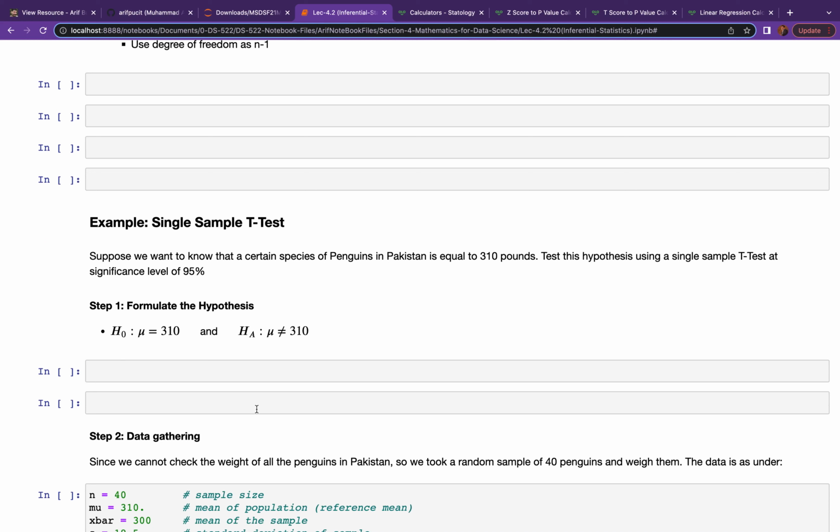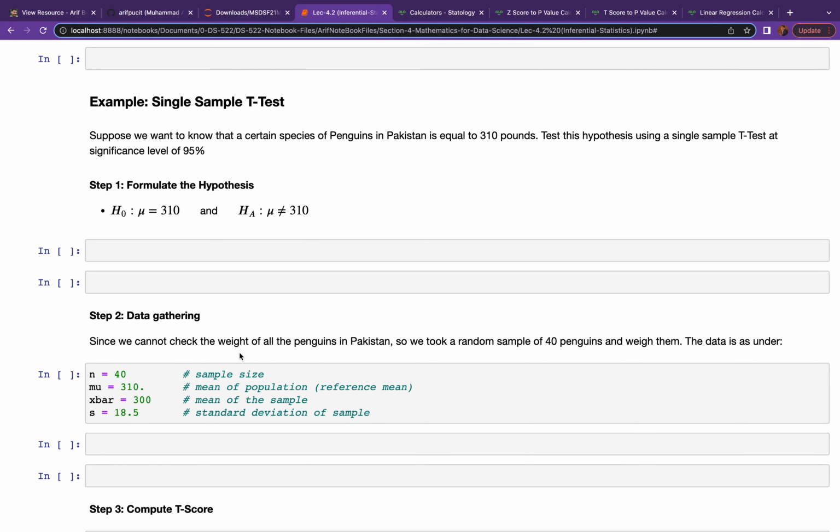Okay. Suppose we want to know whether a certain species of penguins in Pakistan has a weight of 310 pounds. Let's test this hypothesis using a single sample t-test at a significance level of 95%. So let's follow the procedure step by step. First of all, step 1 is to formulate the hypothesis. The null hypothesis is that the mean weight is 310 pounds, which is the status quo. The alternative hypothesis is that the mean weight is not equal to 310. It is either less or more. So this is the research hypothesis.